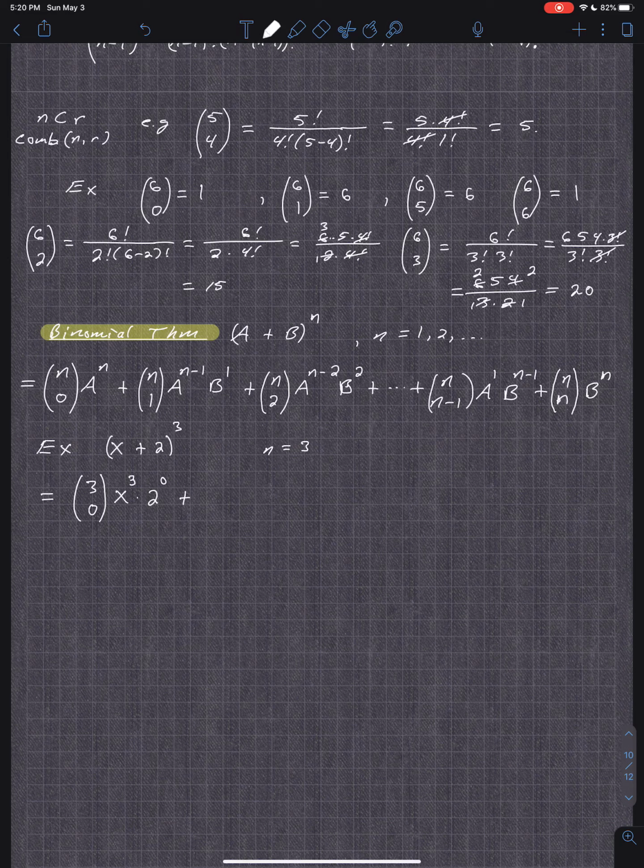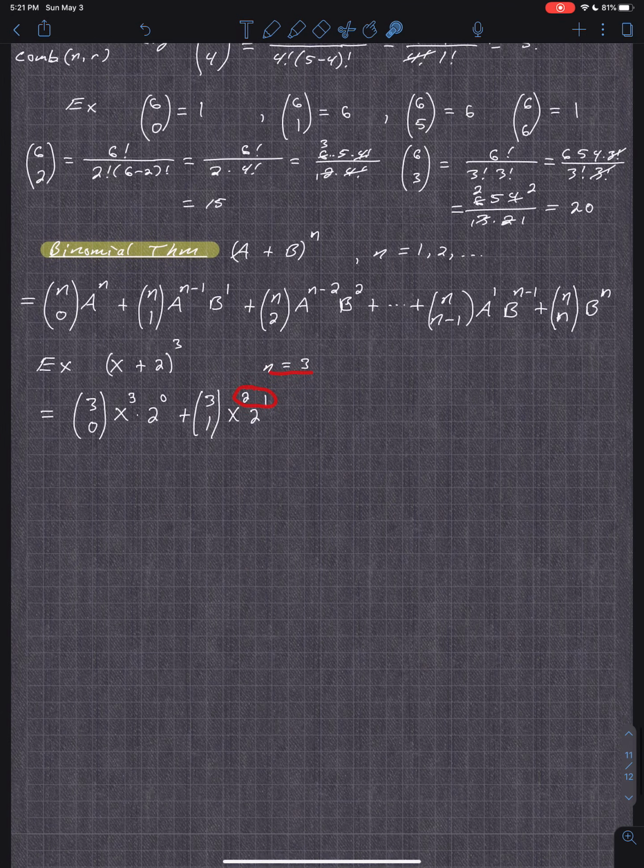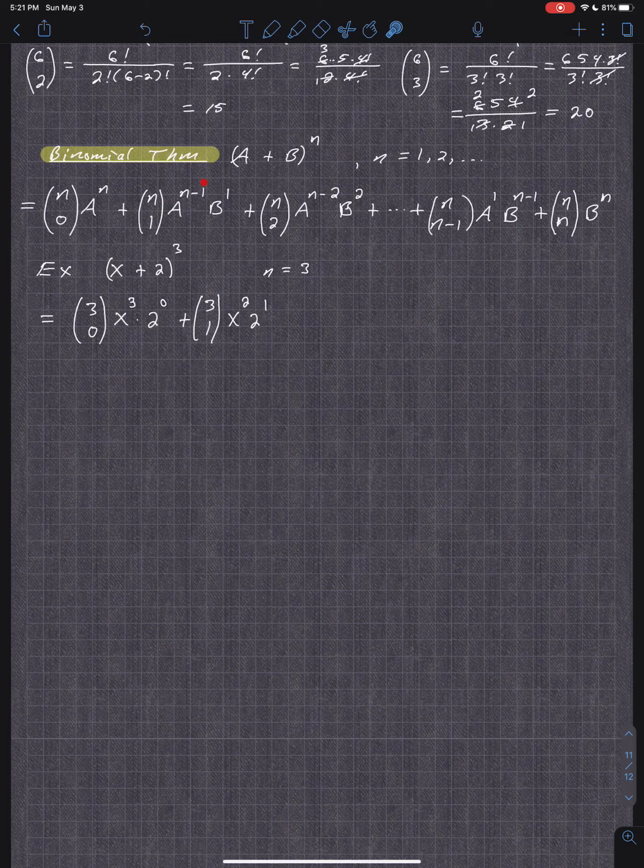So then it's plus 3 choose 1. And then what you're doing is stepping down in this exponent, so that will now be a 2 over here. And then you're stepping up in this exponent, so that'll be a 1 over here. So it's 2 to the 1st. The sum of those always has to add to n. So if you go back to here, it's right above me. This sum, it's not as obvious here, but those always add up to n.